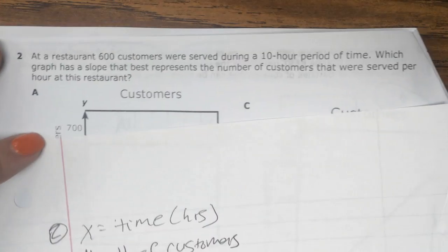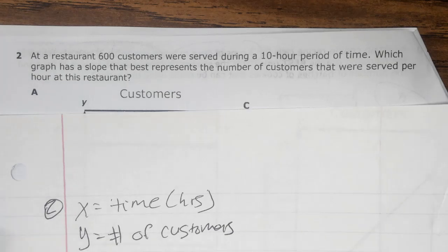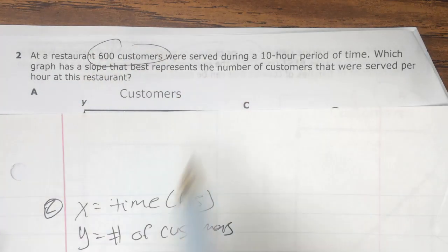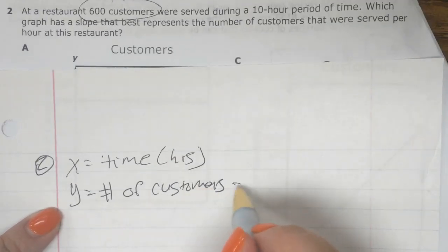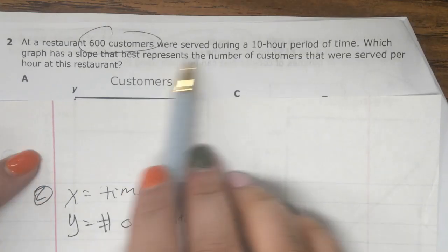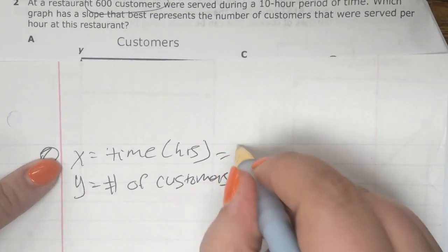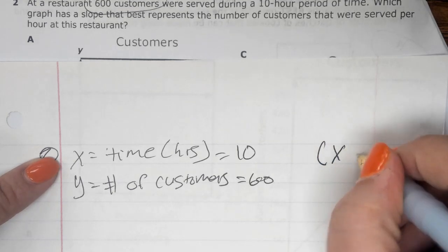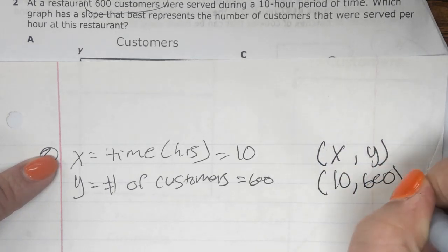Now what I'm going to do is use the information from the story to create an ordered pair. That said 600 customers. 600 customers is y, so 600 is y, and then served during a 10-hour period of time. Time is x, so x is 10. Ordered pairs, remember, are always x, y, so this is going to be 10, 600.